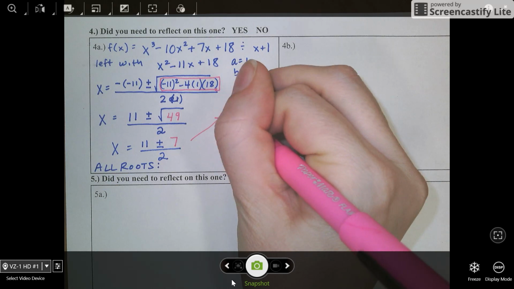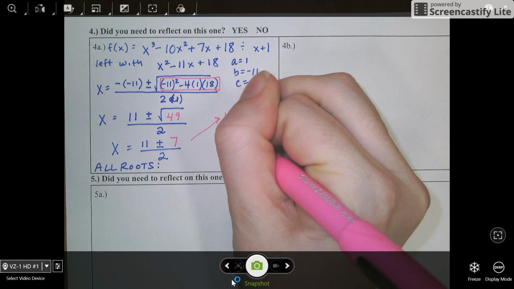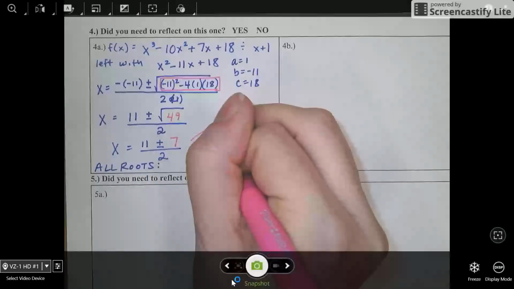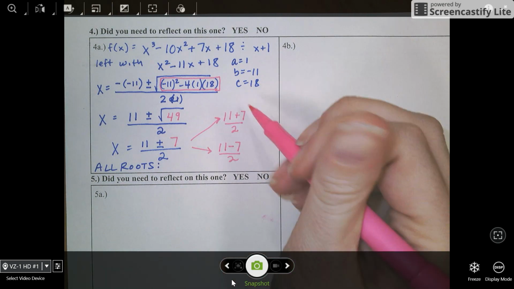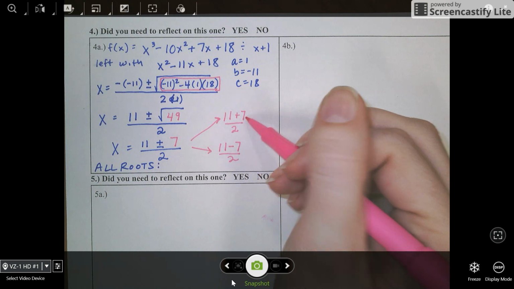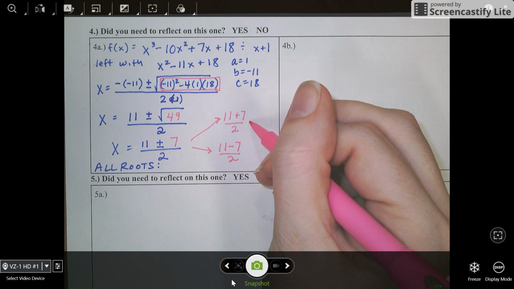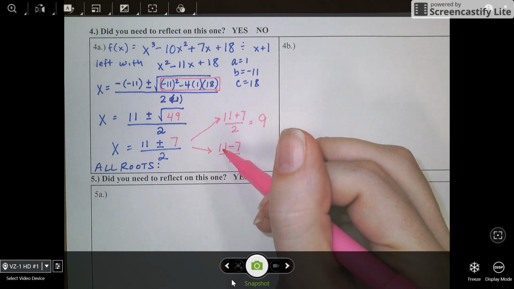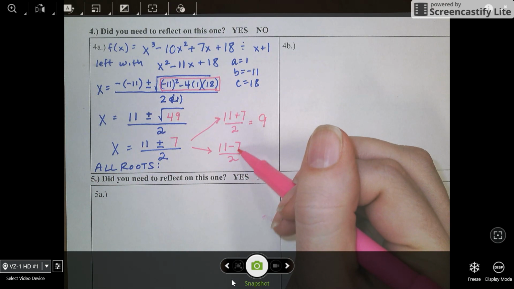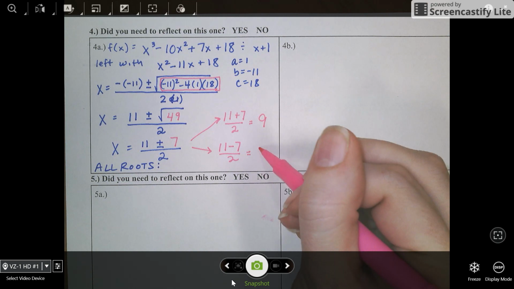I can do 11 plus 7 over 2 and 11 minus 7 over 2. So 11 plus 7 is 18, and that divided by 2 would give me 9. 11 minus 7 is 4, and 4 divided by 2 is 2.